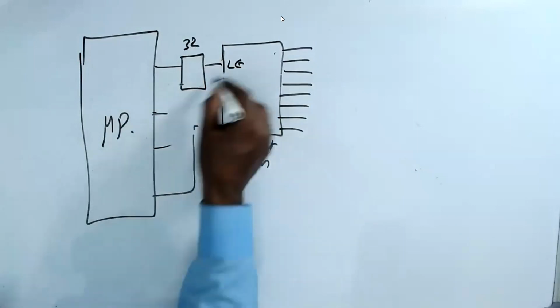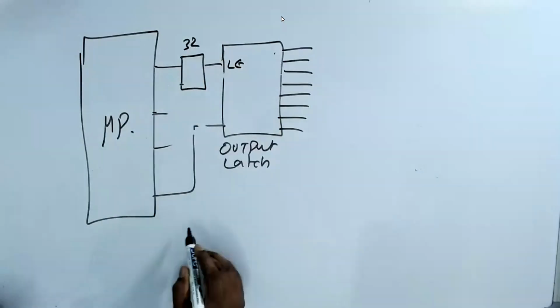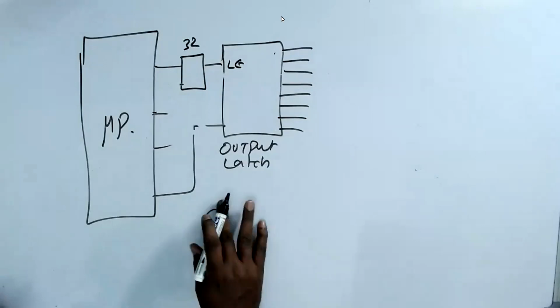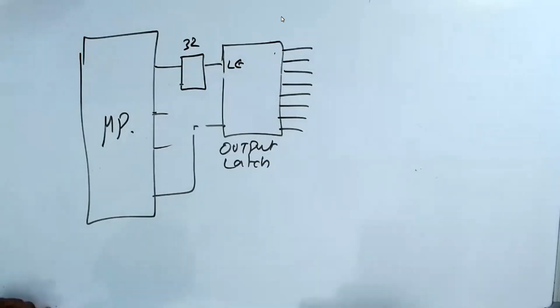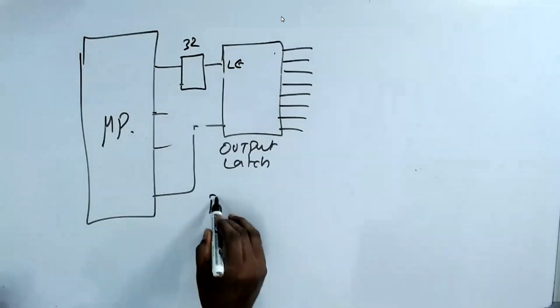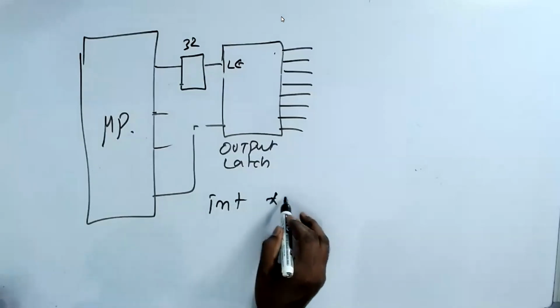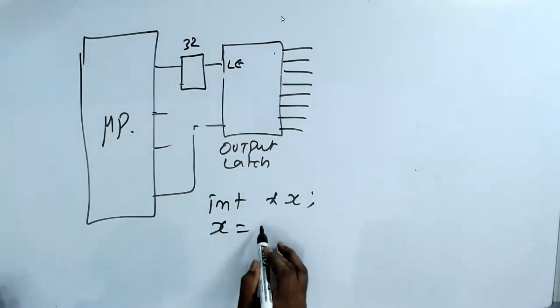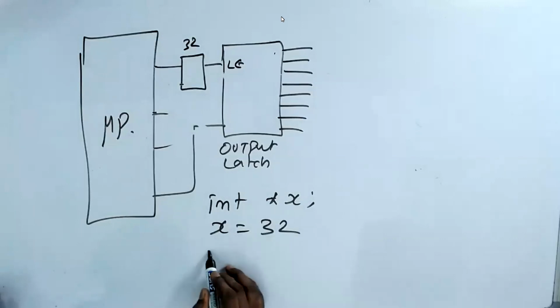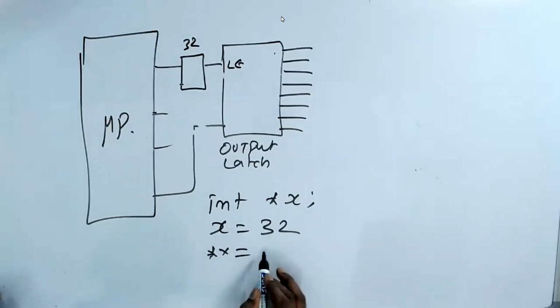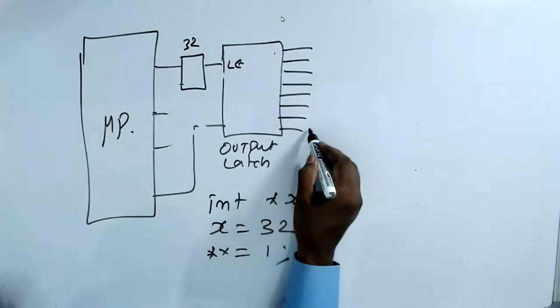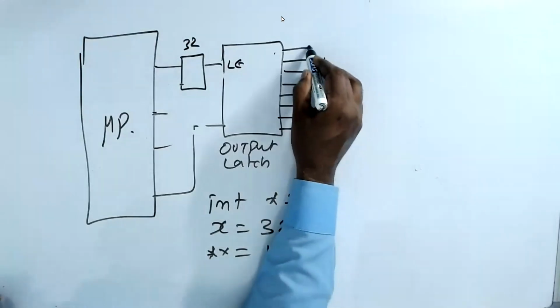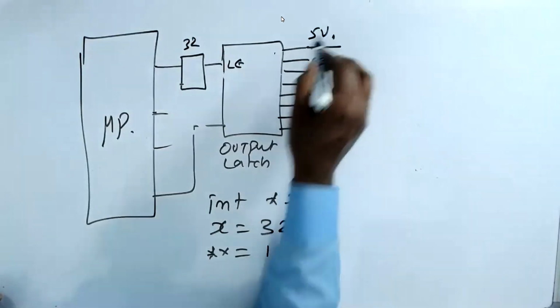We'll discuss this. So we already discussed. Now, if I write a program, int *x; x = 32; *x = 1. All will become 0 volt. Now let us take only this pin. This is what will be 5 volt.